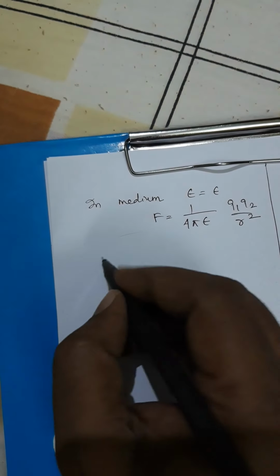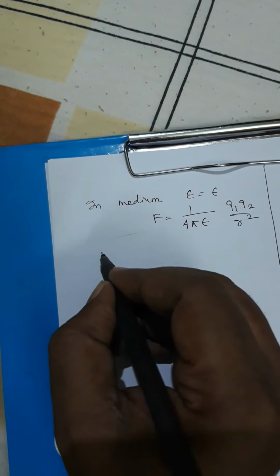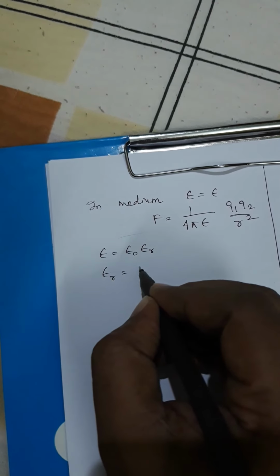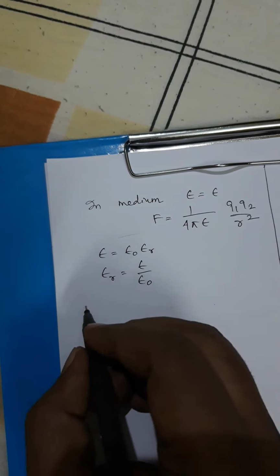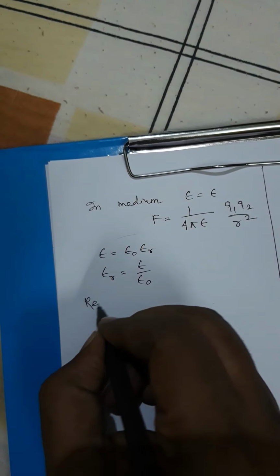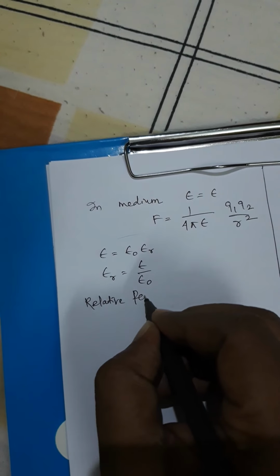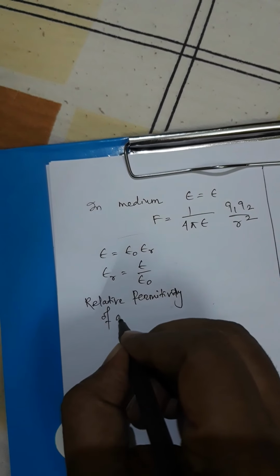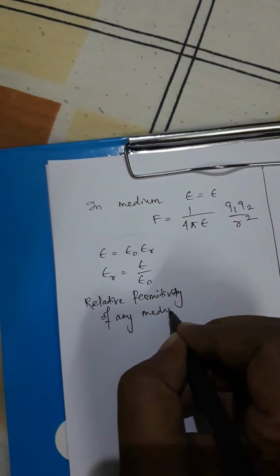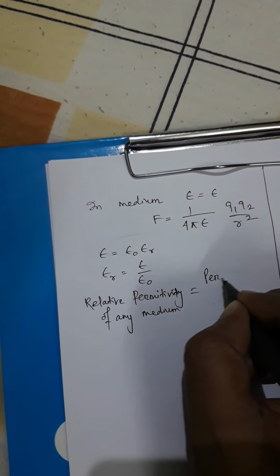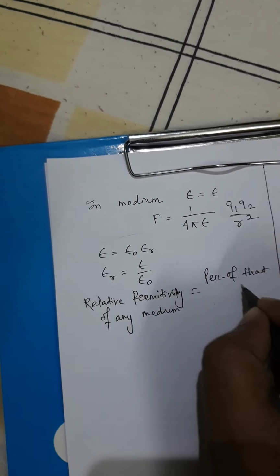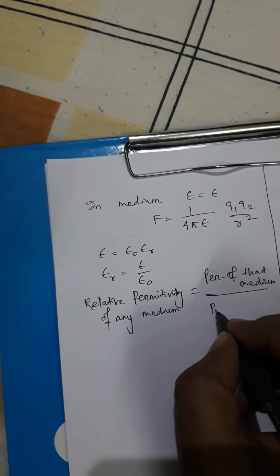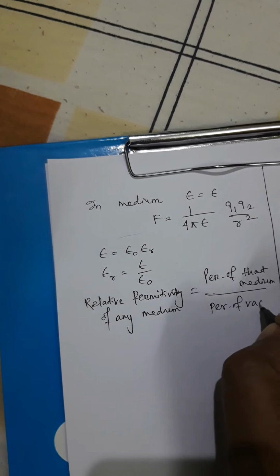Now we can write epsilon is equal to epsilon naught epsilon r. Epsilon r is equal to epsilon by epsilon naught. What is this? This is called relative permittivity of any medium, which is equal to permittivity of that medium divided by permittivity of vacuum.